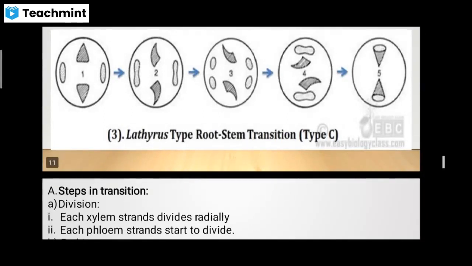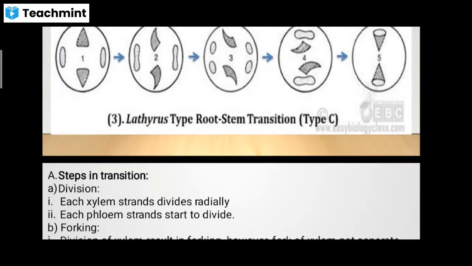The first step in this transition process is the division. In Lathyrus type or type C, each xylem strand will be divided radially and the phloem strands start to divide. So in the first figure, the xylem as well as phloem strands will be divided. Then you can see in figure 2.